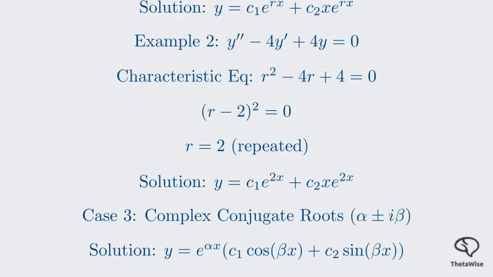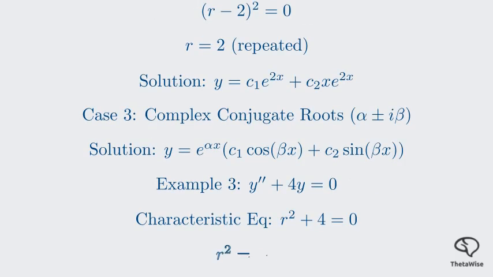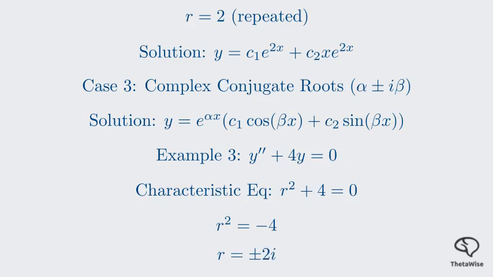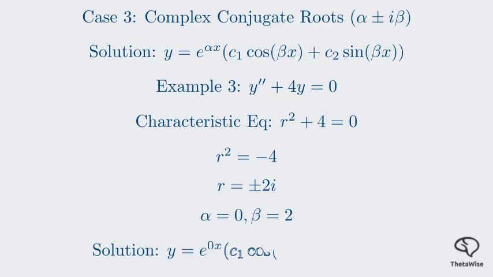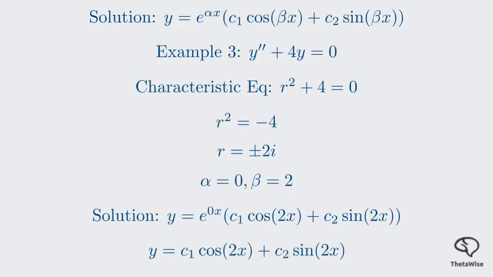Let's solve y double prime plus 4y equals 0. The characteristic equation is r squared plus 4 equals 0. This gives r squared equals negative 4, so r equals plus or minus 2i. Here, alpha is 0 and beta is 2. Plugging these into the formula, we get y equals e to the 0x times (c1 cosine of 2x plus c2 sine of 2x). Since e to the 0x is 1, the solution is y equals c1 cosine of 2x plus c2 sine of 2x. Let's try a practice problem.